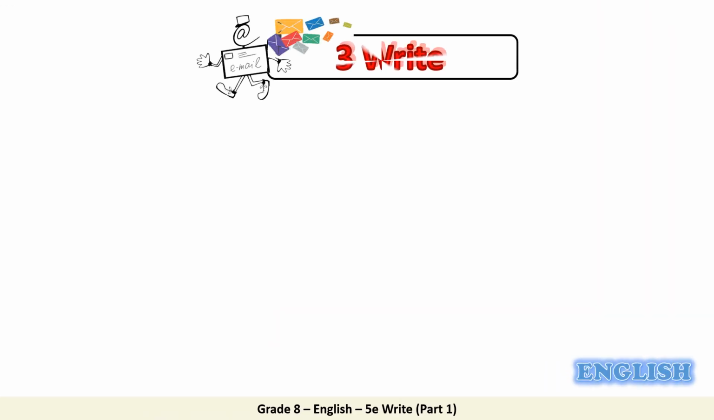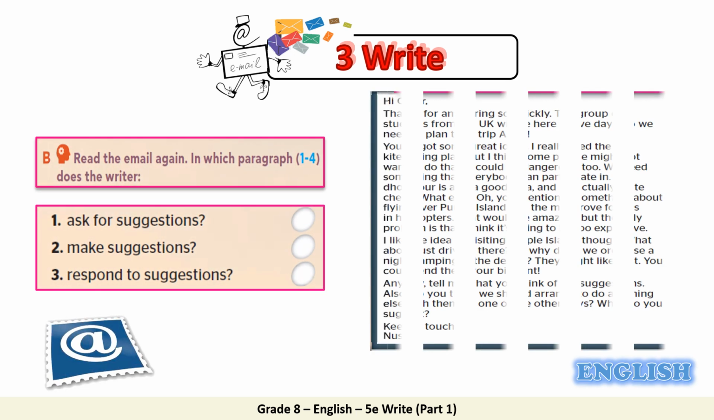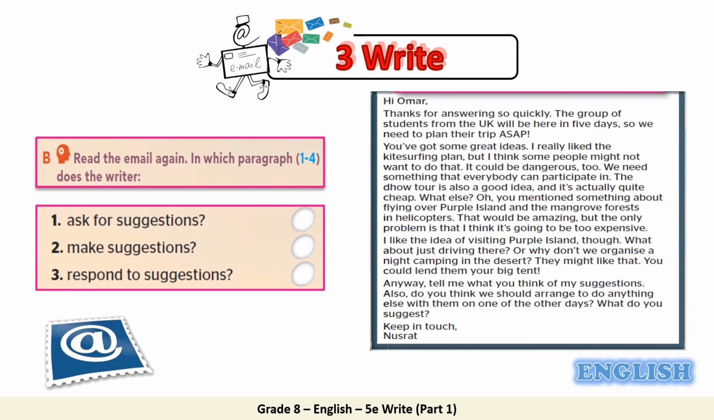Let's move on to activity B. Read the email again. In which paragraph, 1 to 4, does the writer ask for suggestions, make suggestions, respond to suggestions? To answer this question, let's have a look at each paragraph and find out its purpose.